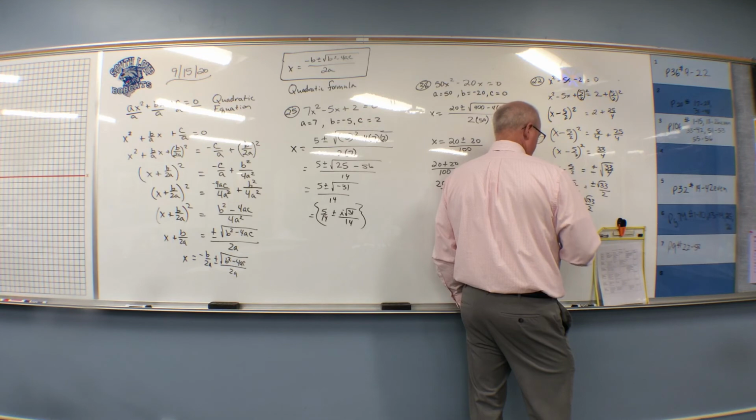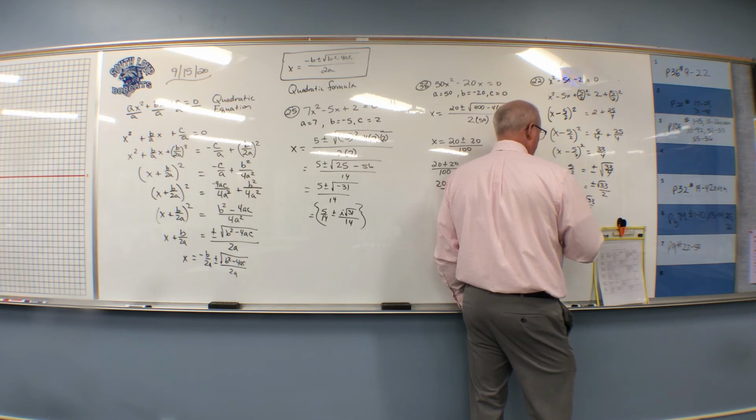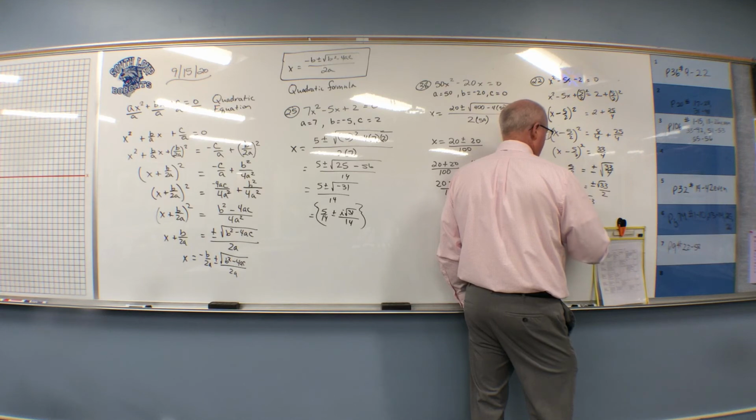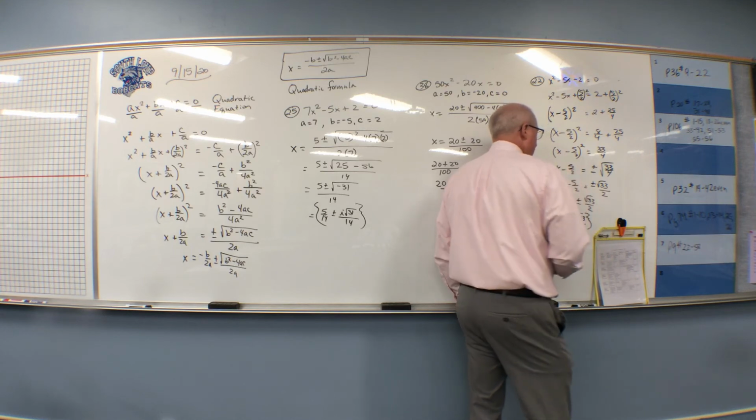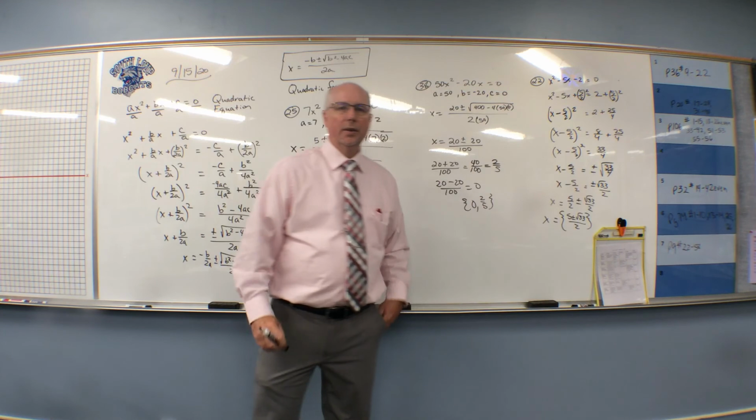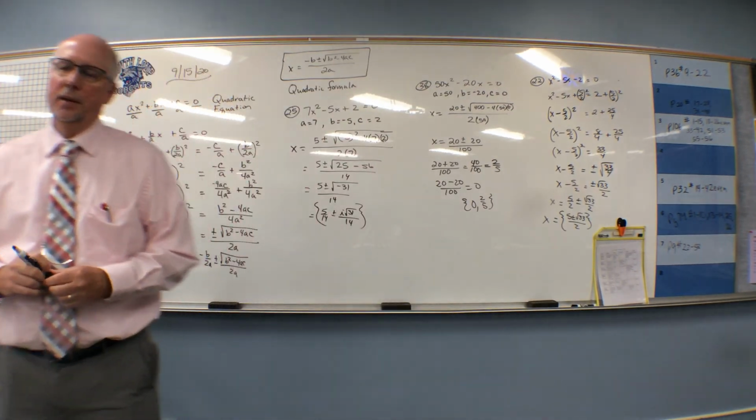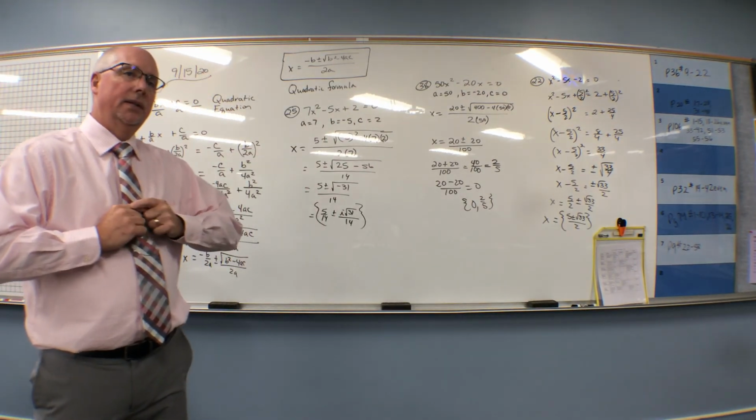Could you put the whole thing over one denominator? Yep. Okay. Why? Because there's no i. There's no i, and then it has a common denominator. If it has an i, you have to keep them separated because we have to have a real number part and an imaginary part. But if it has no i, it can be put together.